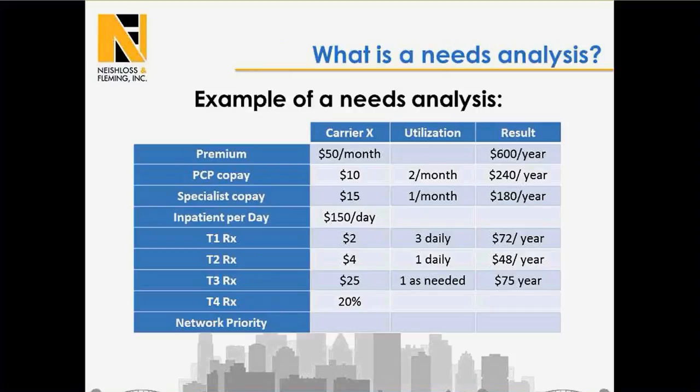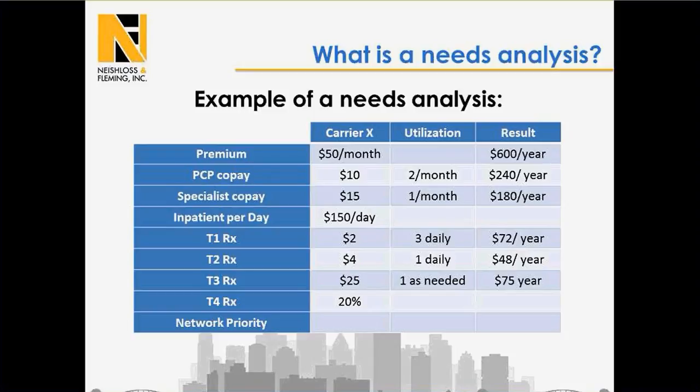Now here we went ahead and created an example of what a needs analysis could look like. Now remember, when you are doing this, you cannot put multiple carriers up but you can do one for each carrier separately to show your clients if you are using different carrier plans to sell with. So what we did was we took the basic costs, like the premium, the PCP copay, a specialist copay, the inpatient cost per day, their drug cost, and then network priority.